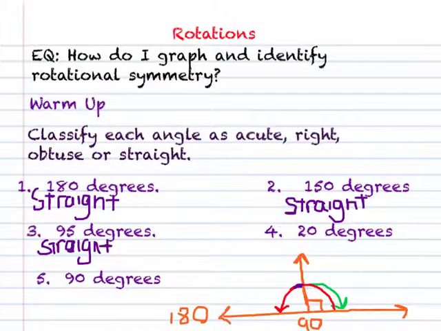And 20 degrees is going to be somewhere in here, like maybe that big. So that's going to be an acute angle, and we talked about that. It's a cute little angle. And then 90 degrees is a perfect corner, so we call that a right angle.